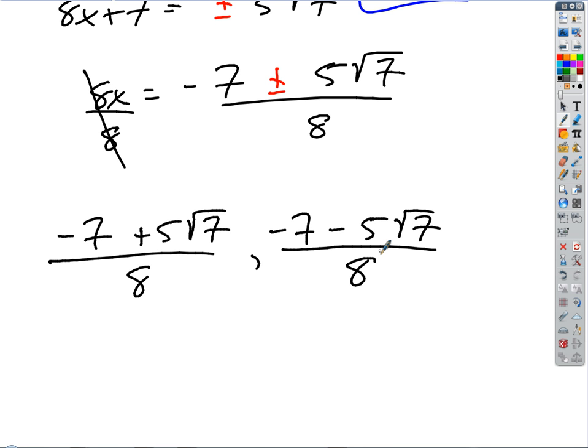That's our answer. Can that be simplified? No, it can't be. I have a question. Yes. When it is simplified, let's say like 5 on the bottom, and then the 5 on top turns into a 1, would you put the 1? No. Okay, good question.